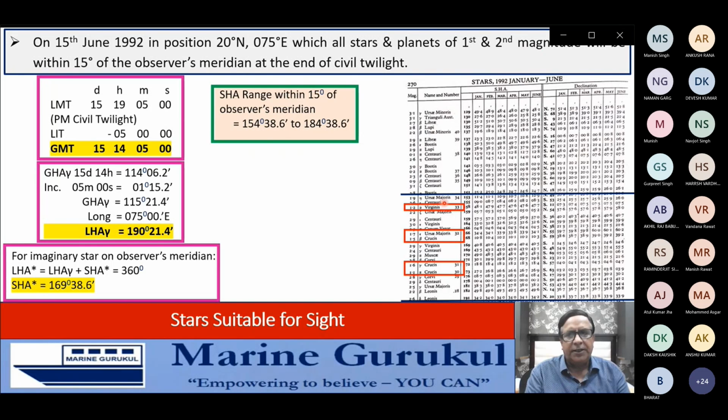Now, these are the Latin names of these stars. On the opposite page, we can have their English names. Their SHA can be picked up from here for the month of June, and so is their declination. And we can tabulate these stars then.